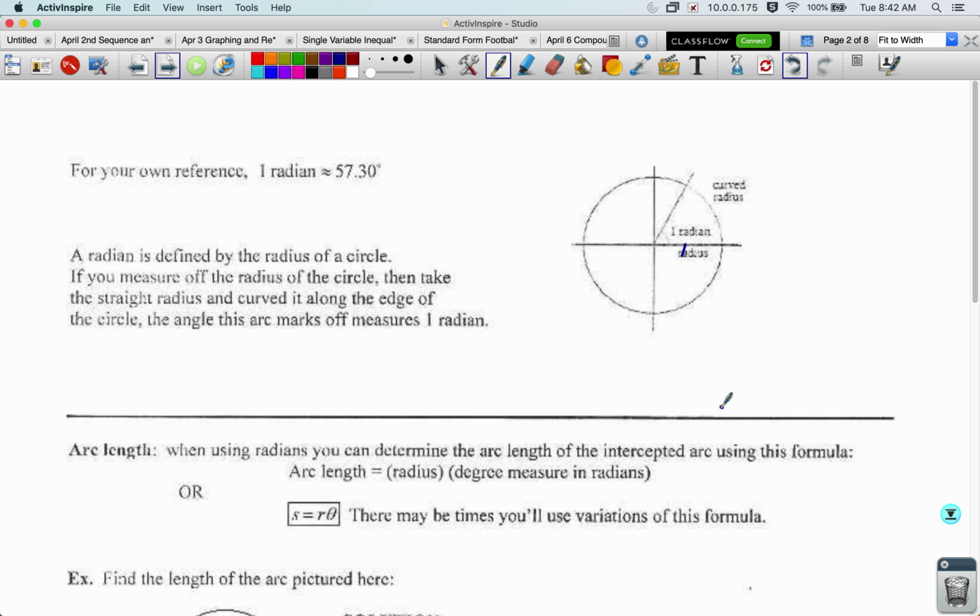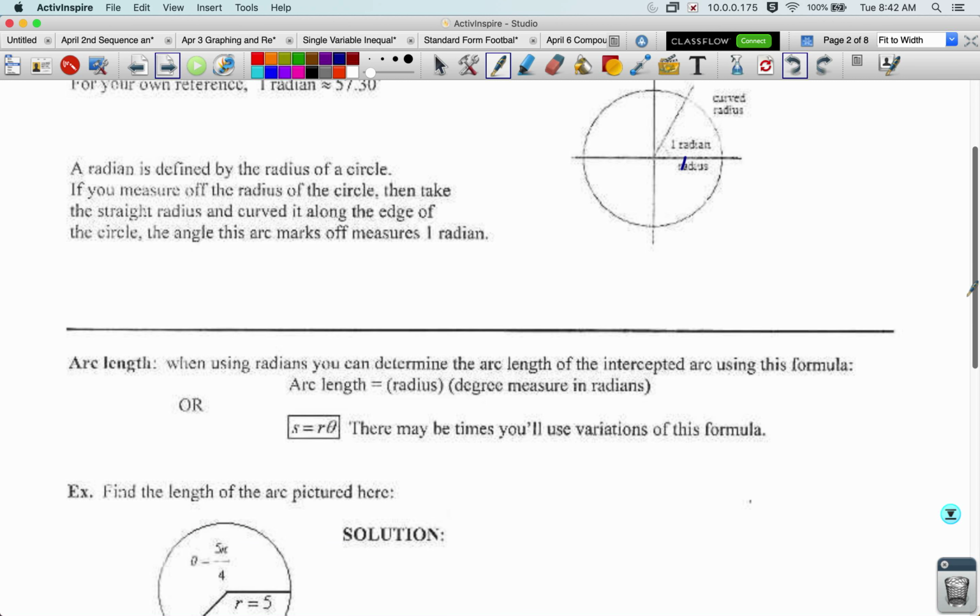The angle this marks off measures 1 radian. And that also explains why this is unitless. It is a ratio, and ratios are inherently unitless. It's the ratio of the radius to the circumference.